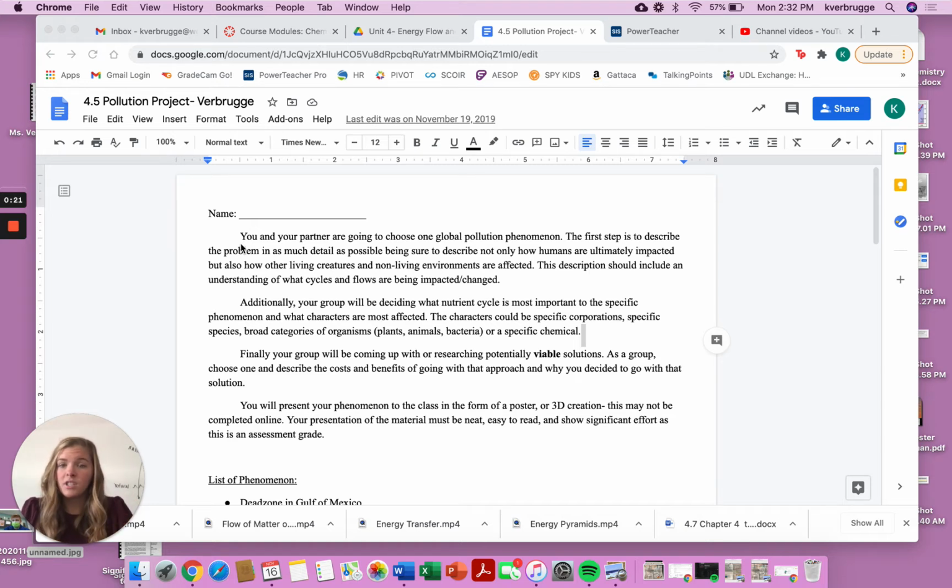The first step, you're going to describe the problem in as much detail as you can. Make sure you talk about how humans are impacted as well as other living and non-living things. This should include an understanding of what cycles are being impacted, and this will make sense when we look at the rubric in just a moment.